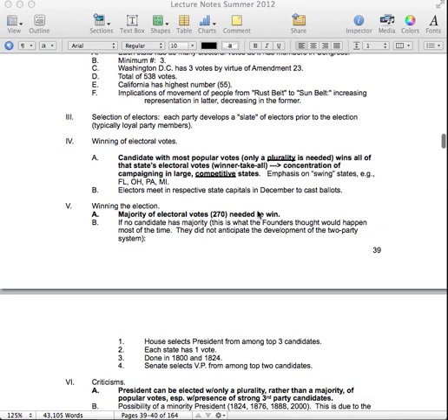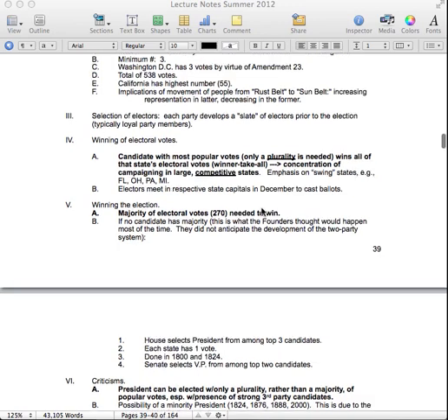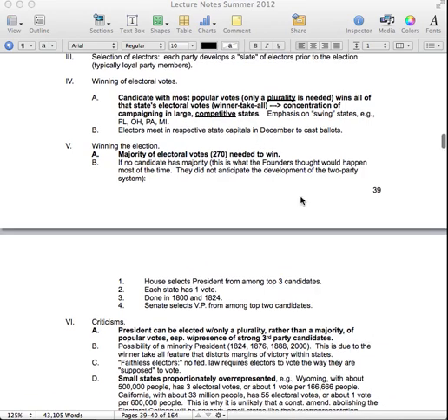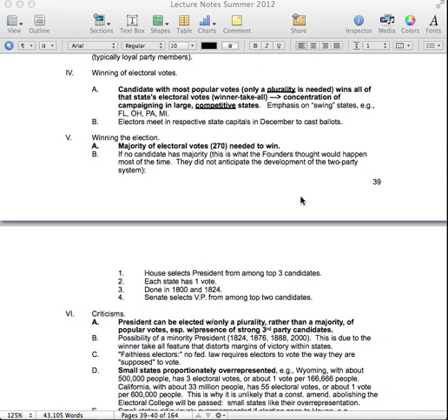Selection of electors: the electors, the ones who actually cast the votes in the state, are loyal party members. Winning the Electoral College: the candidate with the most popular votes, only a plurality is needed, which just means the most, wins all of the state's electoral votes. So we have a winner-take-all system, very important there. Campaigns concentrate on large competitive states or swing states. I'll show you that tomorrow in the New York Times. Florida, Ohio, Michigan, Colorado are some swing states for this year's election.